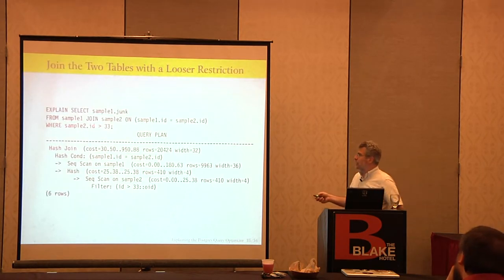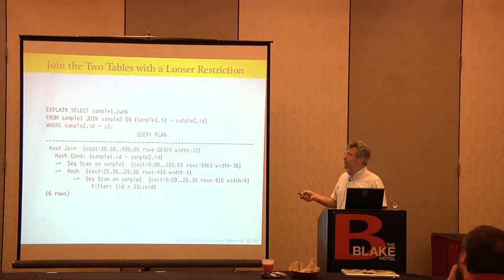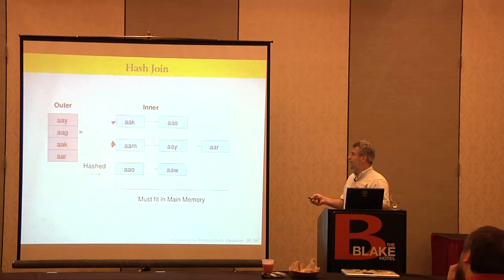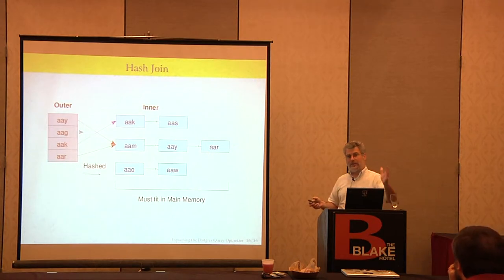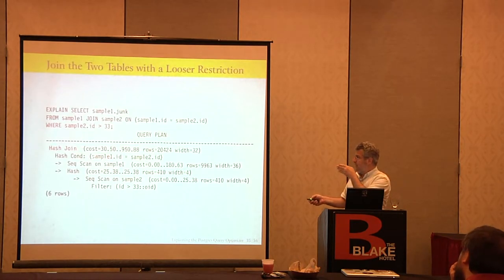If I do a different type of join, and now instead of saying equal 33, I say greater than 33, so now I'm pulling a much larger section of sample one from my query, I actually see something called a hash join. Effectively, a hash join is where you take one side and you hash it, and then you join the other side. You do lookups from the one table into the other table. And as you can see here, they've basically used the large table to do the lookups, and they've hashed the smaller table, which is something you'll see all the time.